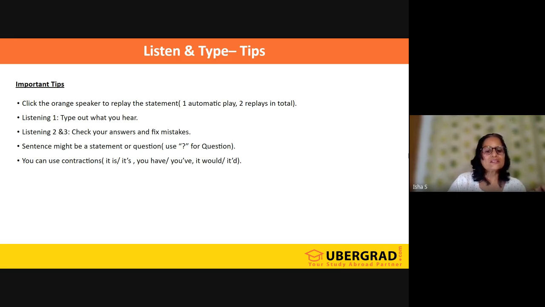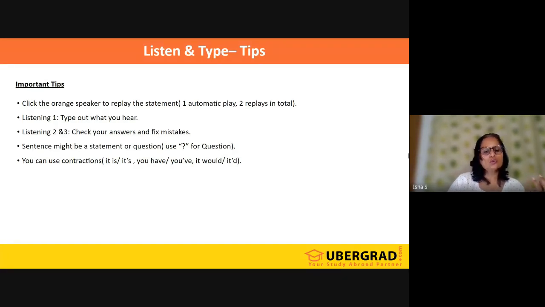The sentence might be a statement or a question, so you need to understand the tone. The tone will make you understand whether it is a question or just a statement. You should know all punctuation and how to use it. And yes, use contractions. What do contractions mean? When we say "it is," this is the complete word. And when we say "it's," with an apostrophe s, that word is called a contraction.